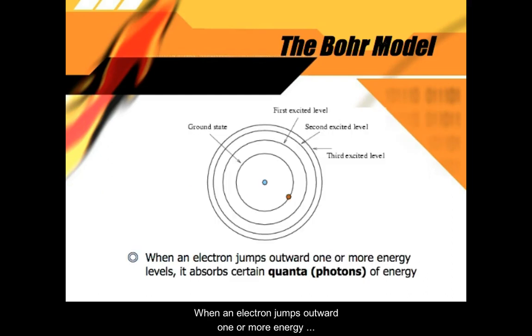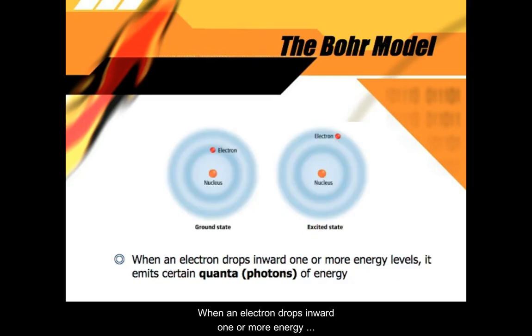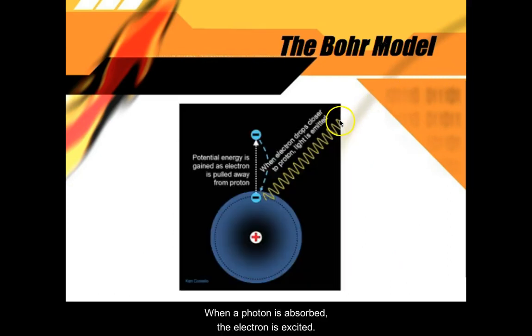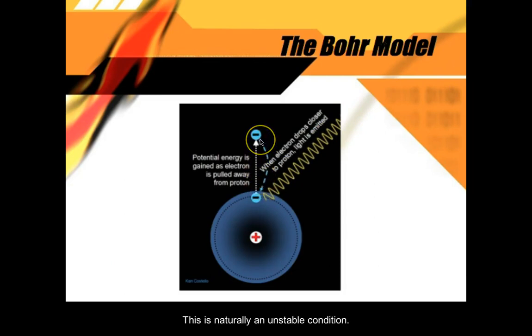Like the kitty, when an electron jumps outward one or more energy levels, it absorbs certain quanta, or photons, of energy. When an electron drops back inward one or more energy levels, it emits certain quanta, or photons, of energy. When a photon is absorbed, the electron is excited. This is naturally an unstable condition. So when the electron releases the same amount of energy, the same photon it absorbed, it returns to ground state.